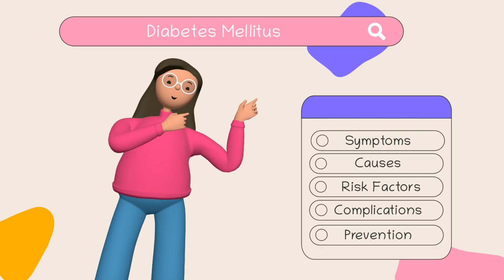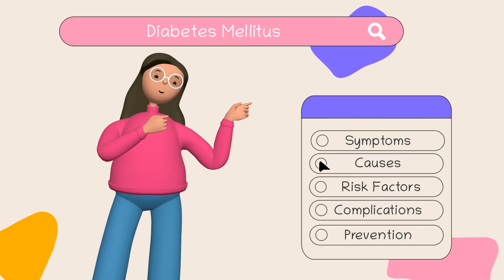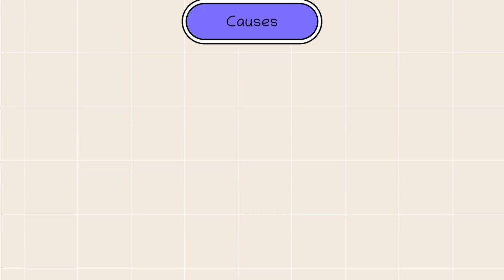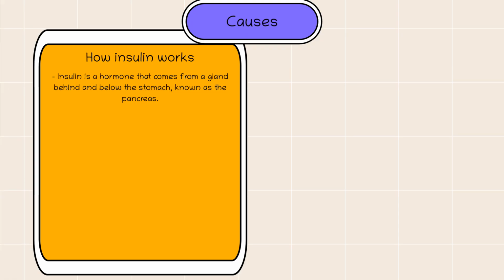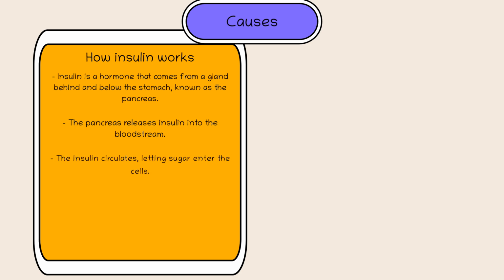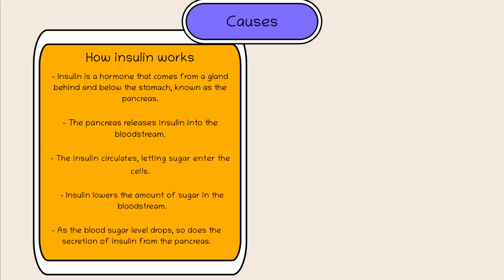Next, let's dive into some of the causes for diabetes mellitus. To understand diabetes, it's important to understand how the body normally uses glucose. Insulin is a hormone that comes from a gland behind and below the stomach, the pancreas. The pancreas releases insulin into the bloodstream. The insulin circulates, letting sugar enter the cells. Insulin lowers the amount of sugar in the bloodstream. As the blood sugar level drops, so does the secretion of insulin from the pancreas.